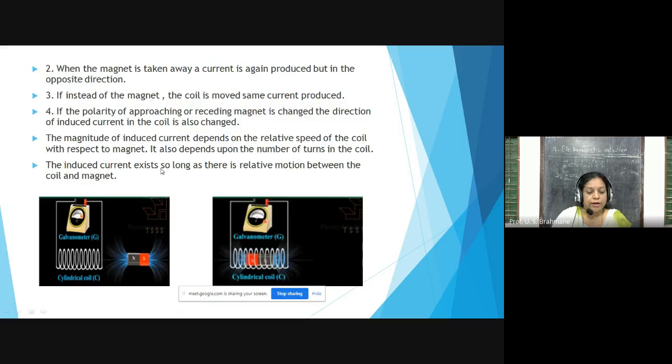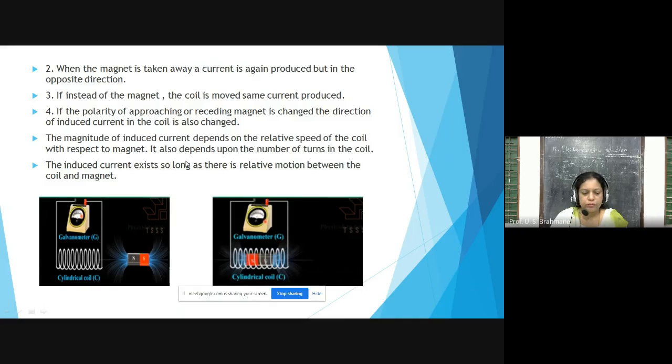Then the induced current exists so long as there is relative motion between the coil and the magnet. Induced current means a current which is forcibly put, you can say, induced. So this current is present only when there is relative motion between the magnet and the coil. This is the coil and this is the magnet. This is the experimental setup shown here.